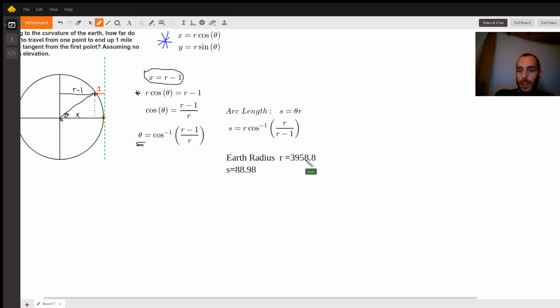Now, putting that 3958.8 into this equation for arc length, so 3958.8 times the inverse cosine of 3958.8 minus 1 over 3958.8 gives me S equals 88.98. So we get an arc length of 88.98. So that is how far we traveled along the Earth. So if you travel 88.98, and I'll put the units there, miles, along the Earth, you end up 1 mile below the tangent line from where you started.